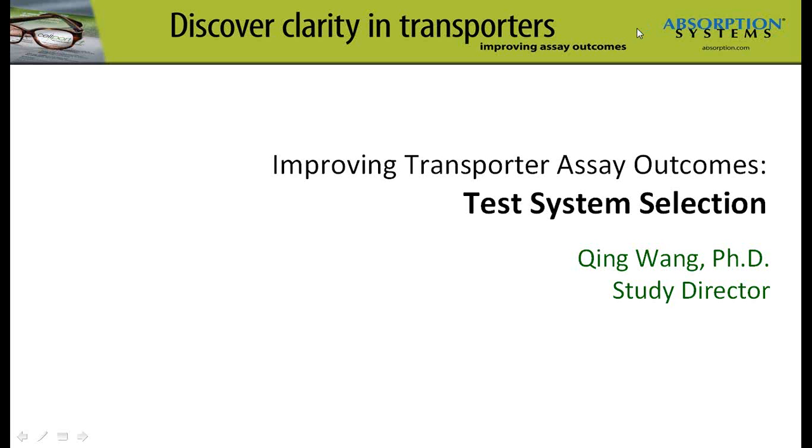Hello everyone, my name is Qing and I'm one of the study directors with expertise in the transporter-related area. In the following slides, I'm going to use several case studies to show the difference of the compound if different systems are chosen.